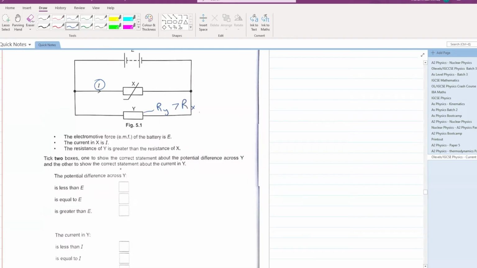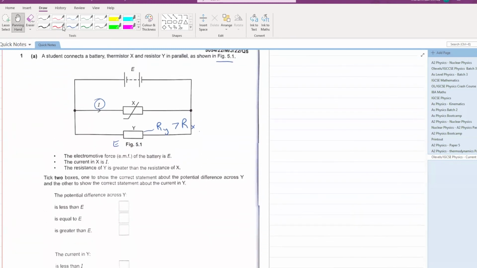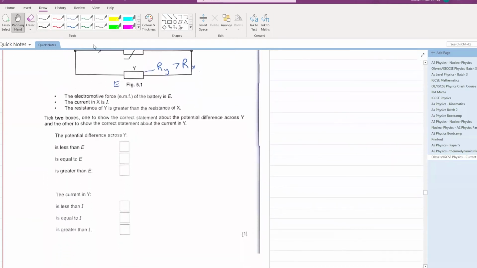Tick two boxes to show the correct statement about the potential difference across Y and the current in Y. So the potential difference across Y is what? Same as the electromotive force E. Why? Because they are in parallel. The potential difference across both these branches will be E because they are connected in parallel. The current in Y is what?